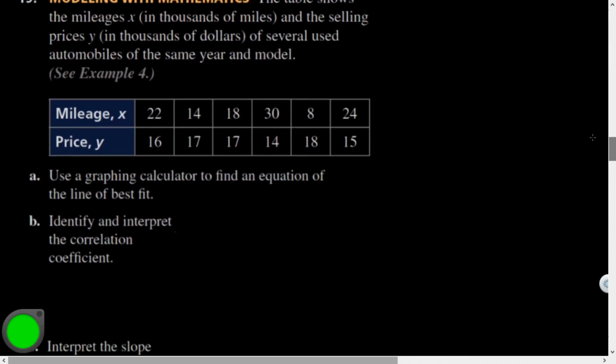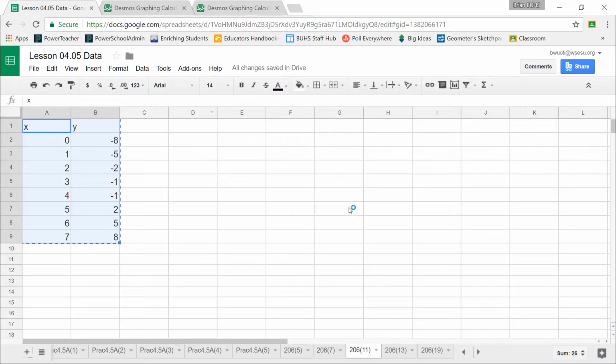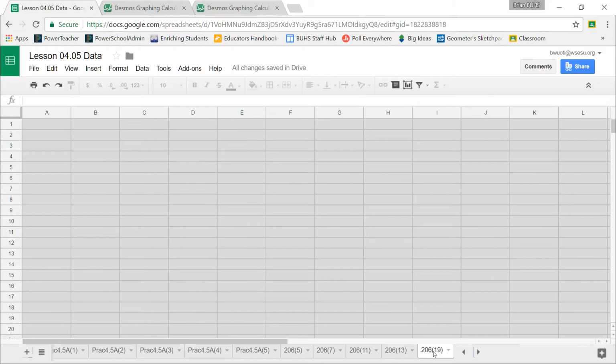All right, let's keep going. Oh, 19, here we go, awesome. Here's a table that represents the mileage in thousands of miles and the selling prices in thousands of dollars of several used automobiles. I've been looking for a car myself, but I'm not desperate, so I'm going to wait until a good deal shows up. It says, use a graphing calculator to interpret the line of best fit. So, this was question 19.